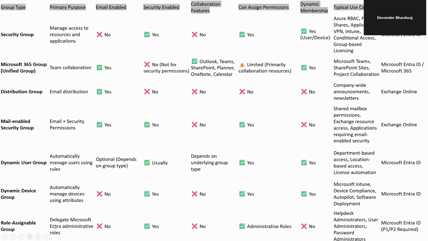Role-assigned groups delegate Microsoft Entra administrative roles. The primary purpose of role-assigned groups is to delegate Microsoft Entra administrative roles. These are not mail-enabled groups. Security enabled, yes. Group collaboration feature is not there. We can use this group to assign permissions. Dynamic group membership is not available. Typically used for help desk administrators, user administrators, and password administrators. We can create this type of group from the Microsoft Entra portal if we have a P1 or P2 license.